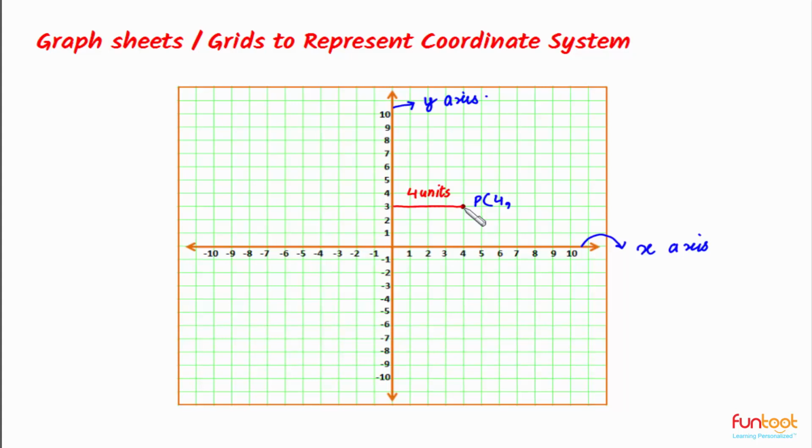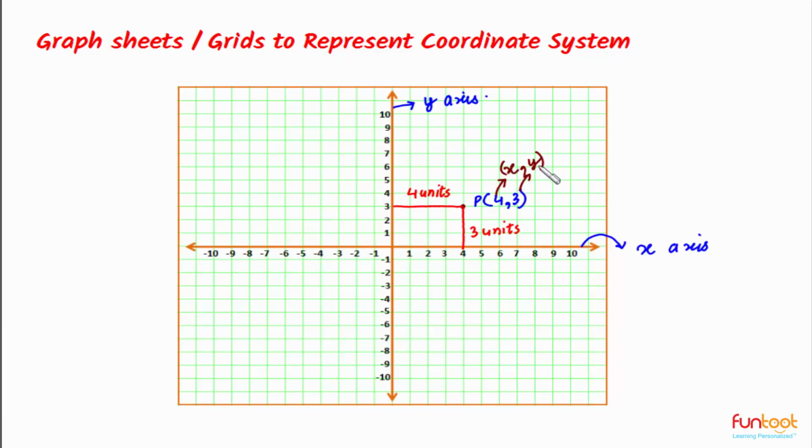And distance of this point from the x-axis is 3 units. It is very easy to count with the help of the grids. So its y-coordinate will become 3. So (4, 3) are the coordinates of point P. This (4, 3) is an ordered pair. That means 4 is the x-coordinate and 3 is the y-coordinate.